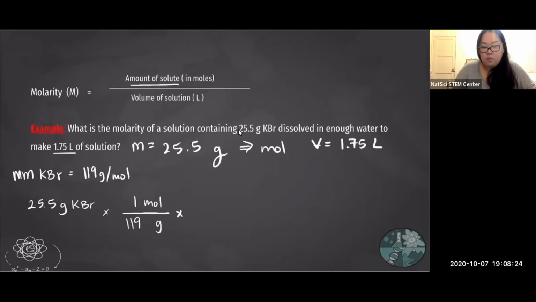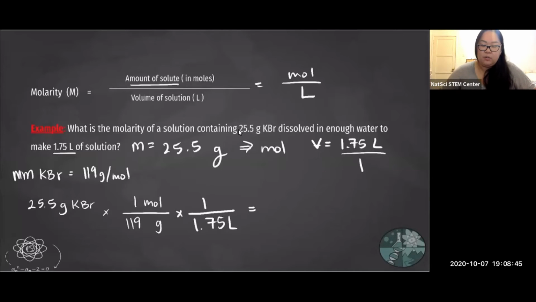And since we have moles on top already, we can just divide it. So it's 1 over 1.75 liters. It's almost like if you're given a volume, it's 1.75 over 1, it's still 1.75. So if I flip it, I can do the same here. So doing it like this, what do you get?